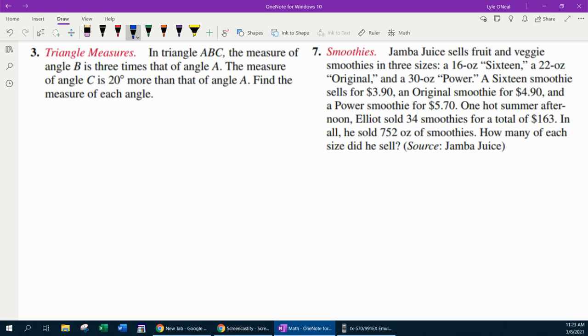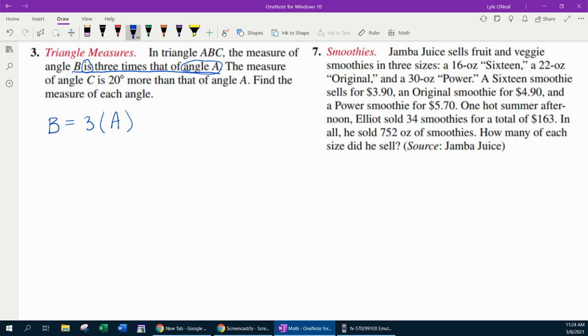I'm simply going to translate English to math, starting with the first statement they give me, where it says B is. Now, the word is in math means equals. 3 times, that means 3 times something. And what are we multiplying 3 times? We're multiplying 3 times angle A. Now, since I don't know what angle A is, I'm simply going to call it A. And so there's our first equation where B is 3 times angle A.